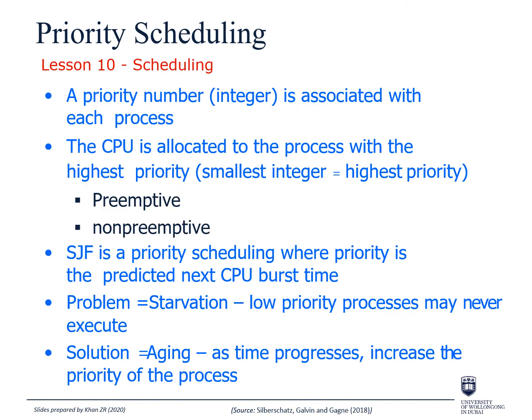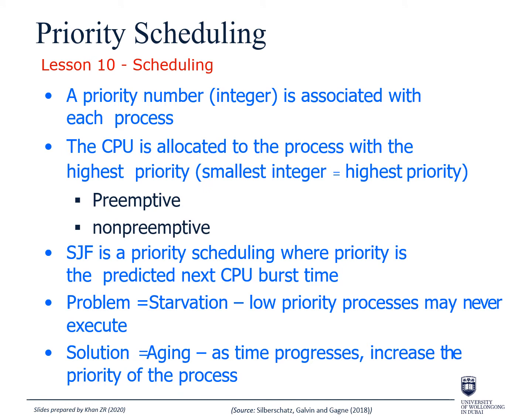The next one is priority scheduling. A priority number, an integer, is associated with each process. The CPU is allocated to the process with the highest priority. Smallest integer equals highest priority, and you can have either a preemptive or a non-preemptive version.